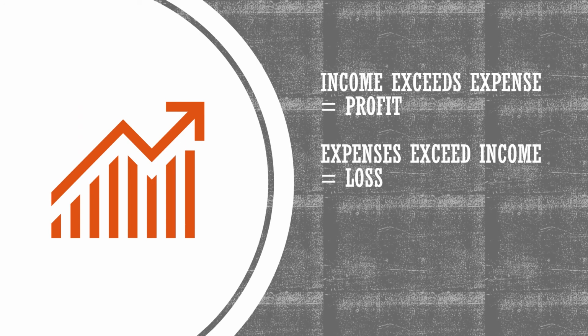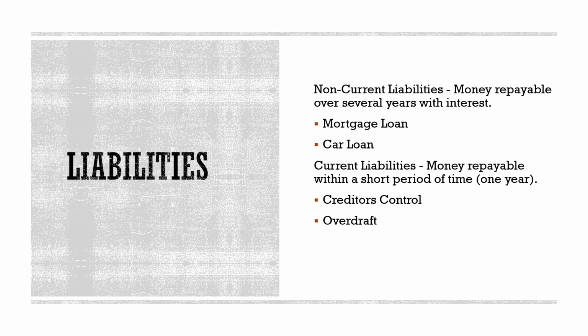If your income exceeds your expenses, you will make a profit. And if your expenses exceed your income, you will make a loss. Liabilities, your third group of accounts. It is divided into two main groups of liabilities: non-current liabilities and current liabilities.